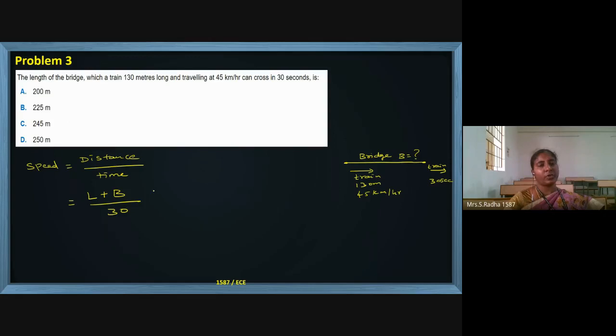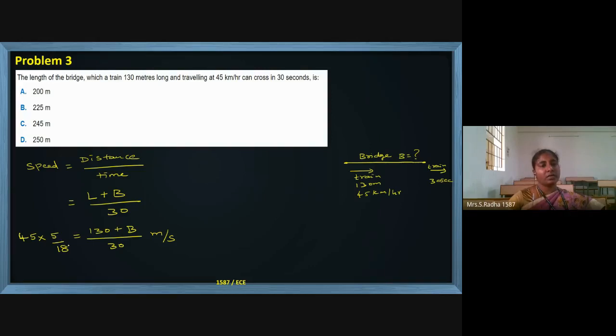So on the right side, numerator, the length of the train is 130 plus the length of the bridge, which I will find out in meters, and the denominator is 30 seconds, so the units will be meter per second. On the left-hand side, the speed of the train is given as 45 kilometer per hour. We have to change it to meter per second. I am changing to the lower unit, so I have to multiply with 5 by 18.